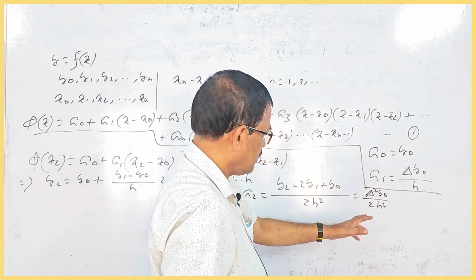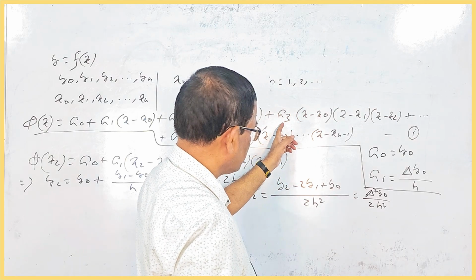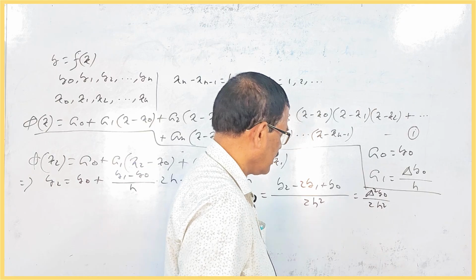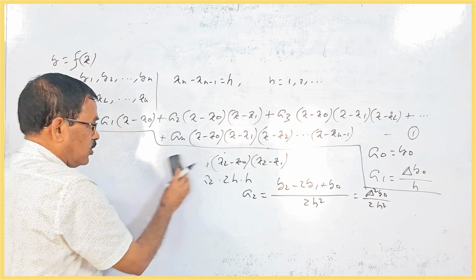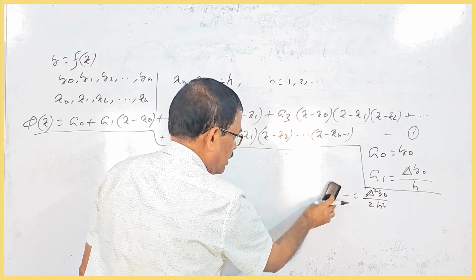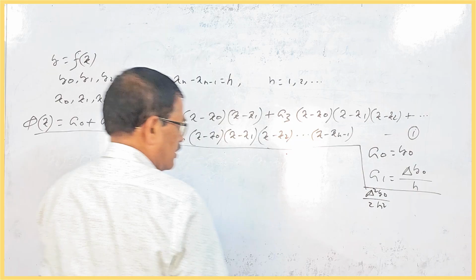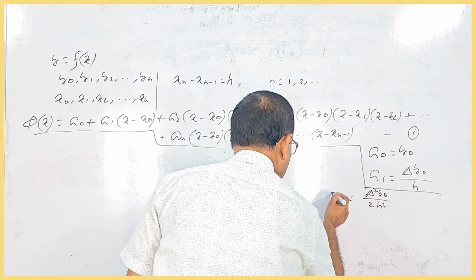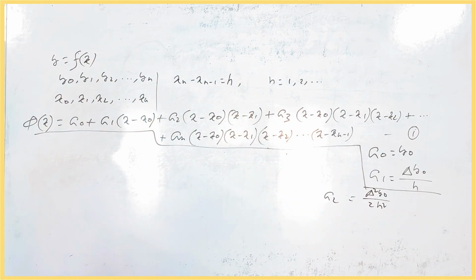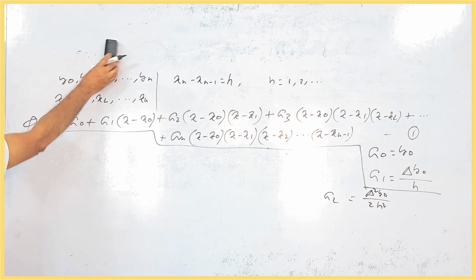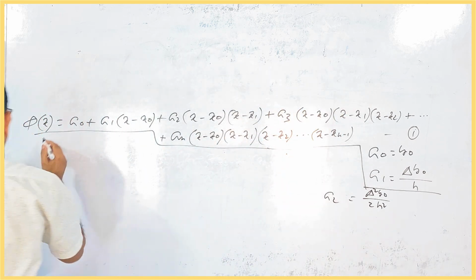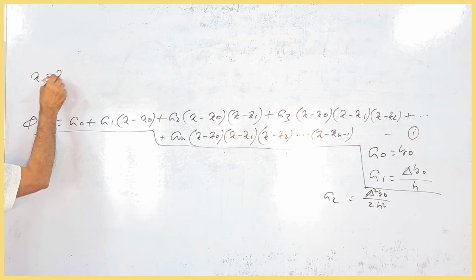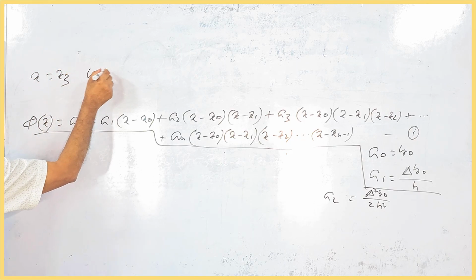Actually, after computing the value of A3, we will observe that this will be the factorial. So next we will compute this A3. And to compute A3, we will put x equal to x3 in 1. Now I'll put the value x equal to x3.